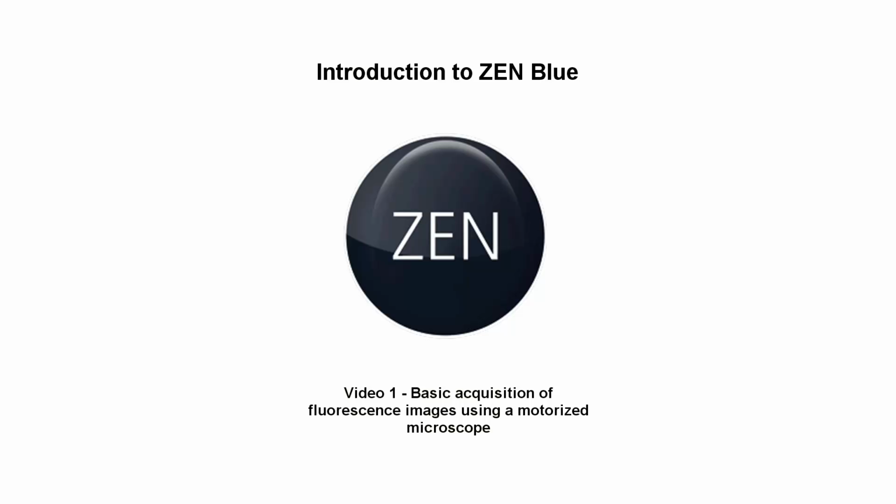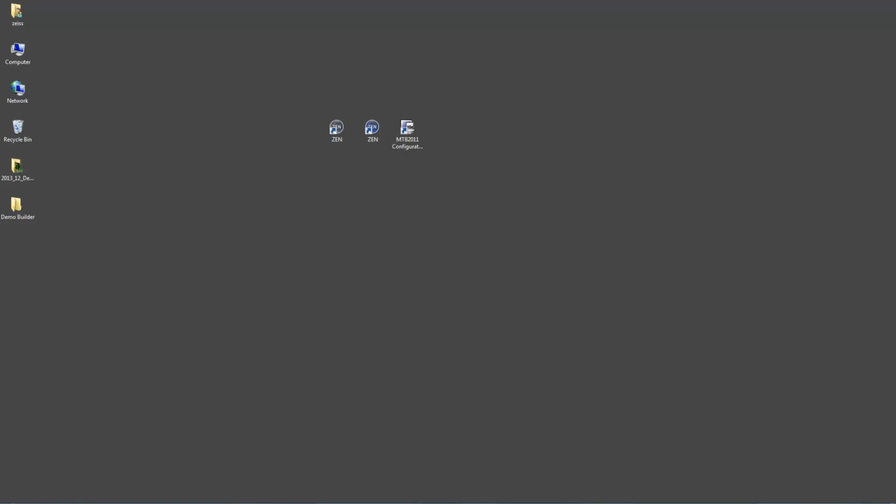The intention of this video is to instruct the user on how to use ZEN to acquire a multi-channel fluorescence image with a motorized microscope. This video will cover launching ZEN, using basic microscope software controls, acquiring a multi-channel image, annotations and display settings, and saving and exporting images. To begin, find the ZEN icon on your desktop or Windows Start menu and double-click.